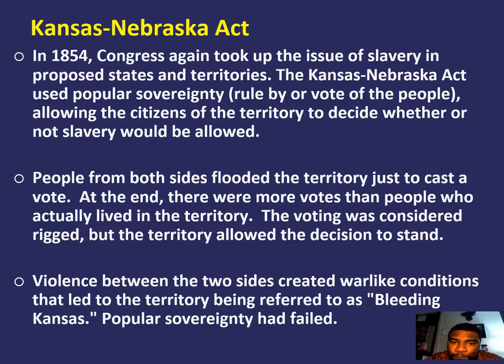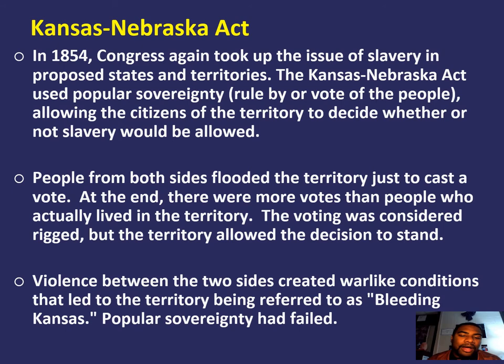All right, moving forward. The Kansas-Nebraska Act. In 1854, Congress again took up the issue of slavery in proposed states and territories. The Kansas-Nebraska Act used popular sovereignty, ruled by a vote of the people, allowing the citizens of the territory to decide whether or not slavery would be allowed. People from both sides flooded the territory just to cast a vote. In the end, there were more votes than people who actually lived in the territory. This voting was considered rigged, but the territory allowed the decision to stand.